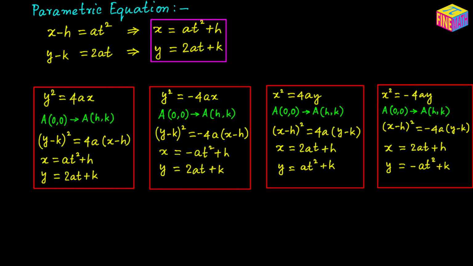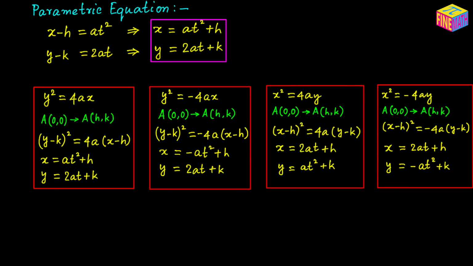And that's going to look like this. We know the standard equation is x squared equals minus 4ay, and then if the vertex is shifted to h comma k, then its equation will become x minus h whole squared equals negative 4a times y minus k, and the value of y should be selected in such a way that the right hand side will become a positive whole square. So y's value should be used as negative a t squared plus k, and then the value of x would be 2at plus h. That would be the parametric equation for this parabola.